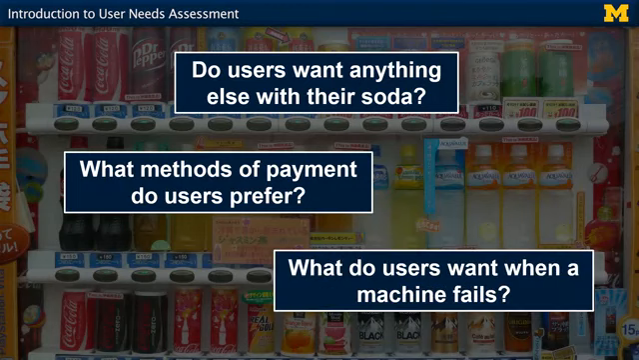And finally, what do users really want when a machine fails? Maybe you want to immediately speak to a customer service representative. Possibly you'd like to have a receipt of the item that you thought you bought but didn't receive. Or maybe you'd like to have a little video captured of the entire event so that when you make your case and try to ask for a refund, there's evidence of what exactly transpired.